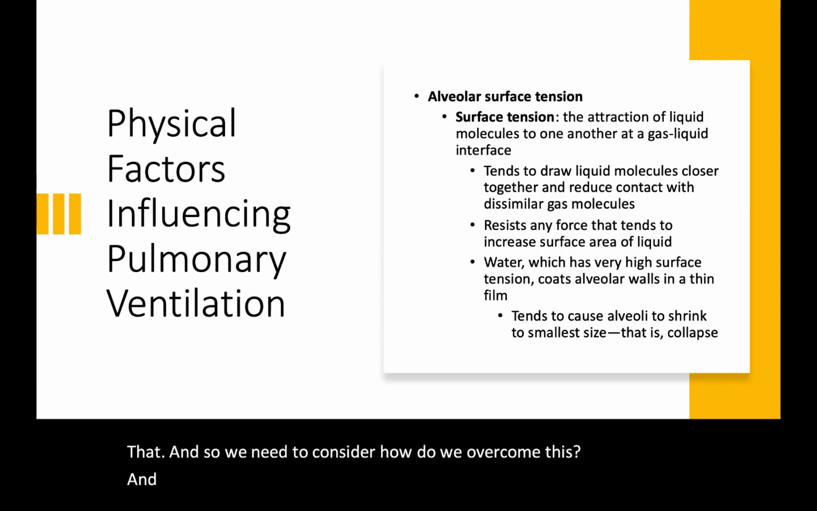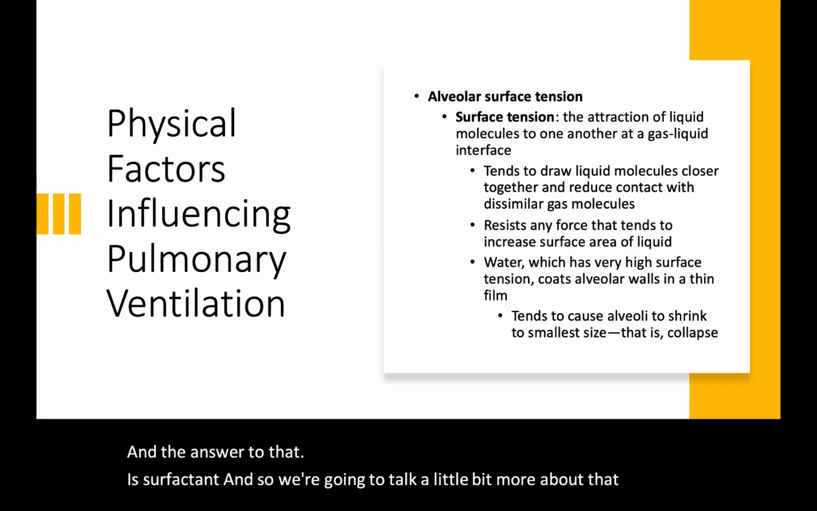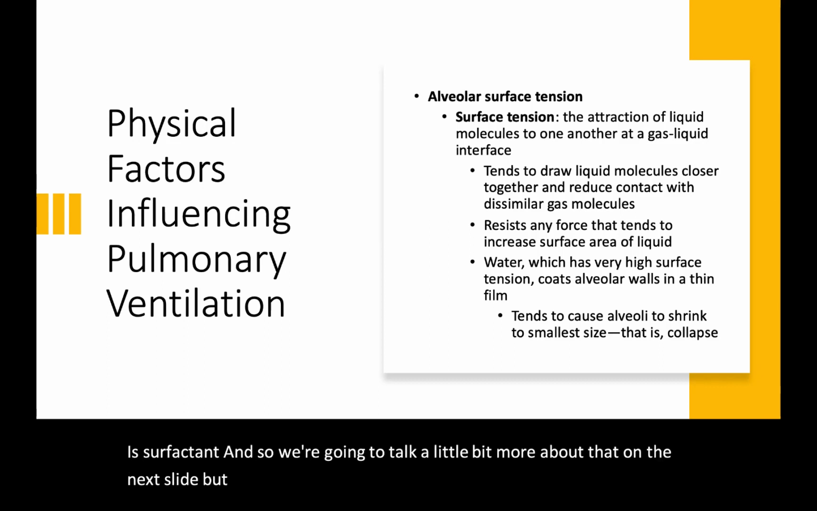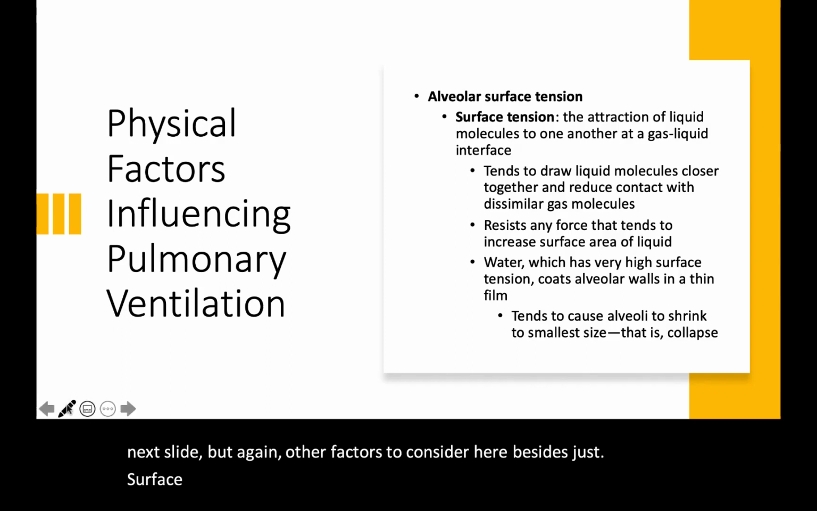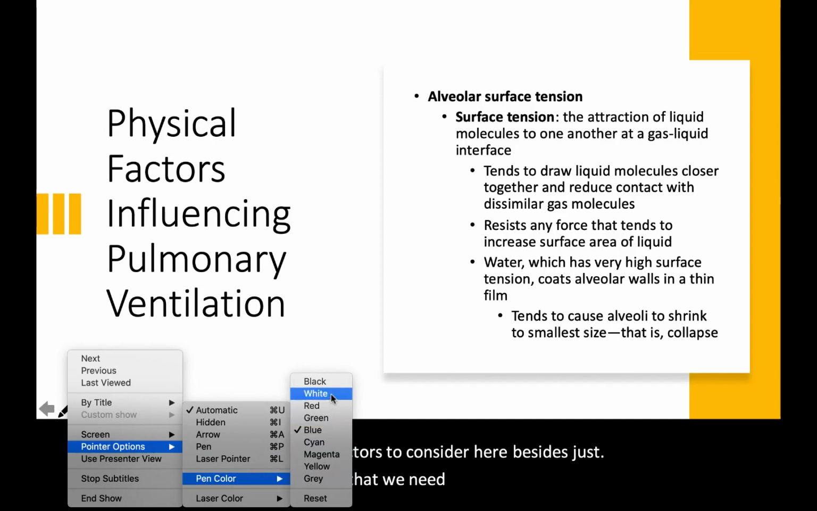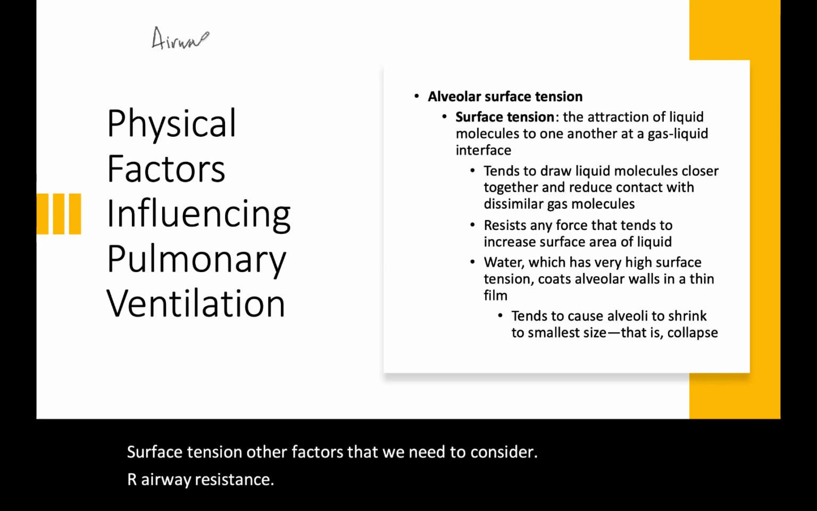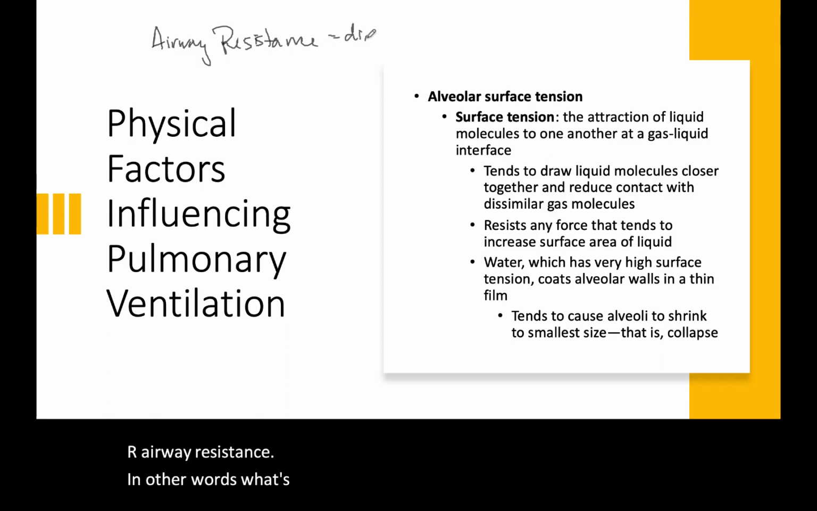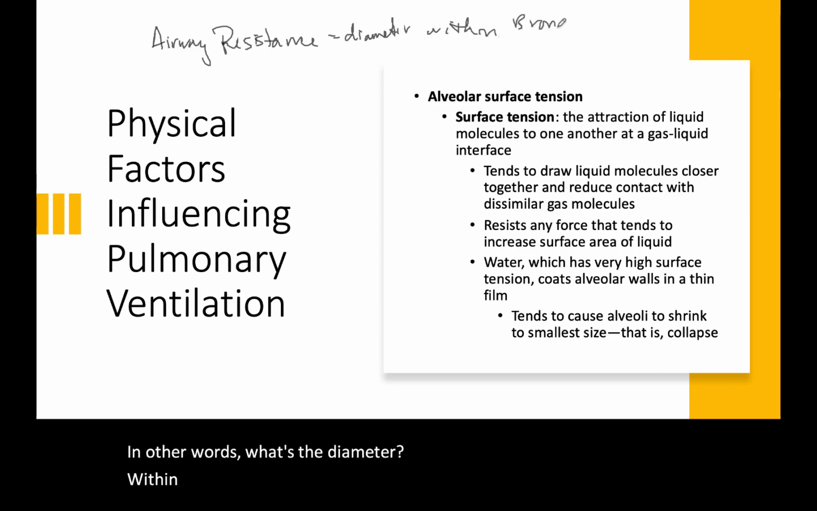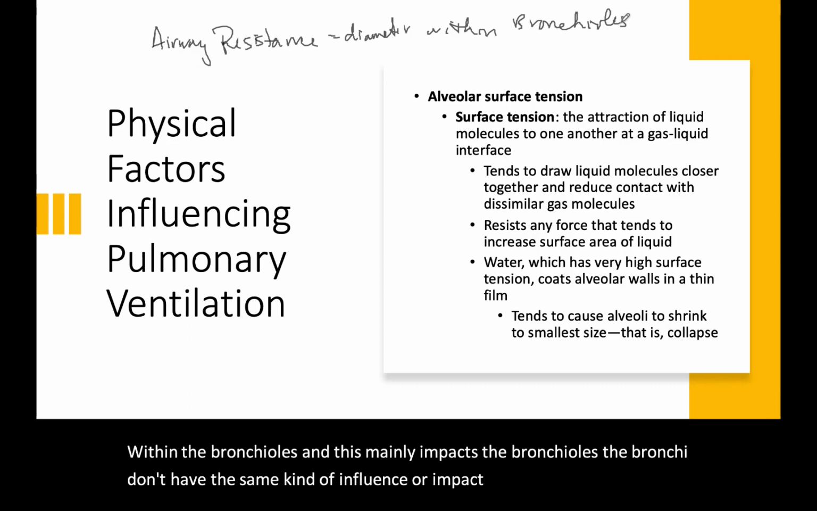And the answer to that is surfactant. We're going to talk a little bit more about that on the next slide. But again, other factors to consider here besides just surface tension are airway resistance. In other words, what's the diameter within the bronchioles? This mainly impacts the bronchioles. The bronchi don't have the same kind of influence or impact on airway resistance as the bronchioles do.